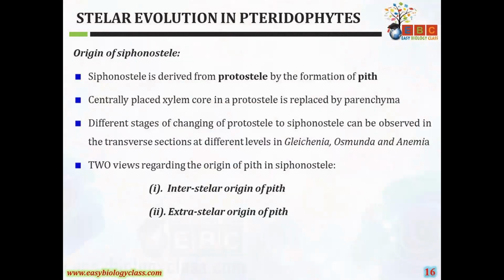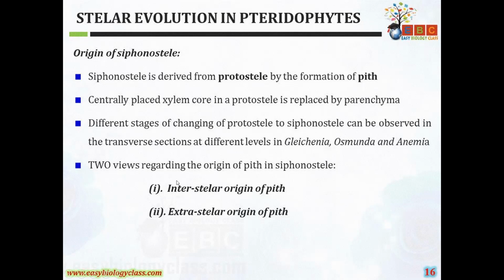So here are the theories for the origin of the siphonostele. Some views are there. The siphonostele is derived from the protostele by the formation of pith. So the centrally placed xylem core in the protostele is replaced by parenchyma. Different stages of the change of protostele to siphonostele can be observed in transverse sections at different levels, in different sections of Gleichenia, Osmunda, and Anemia.